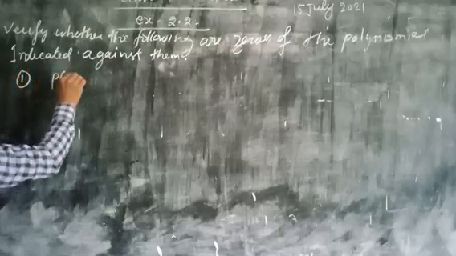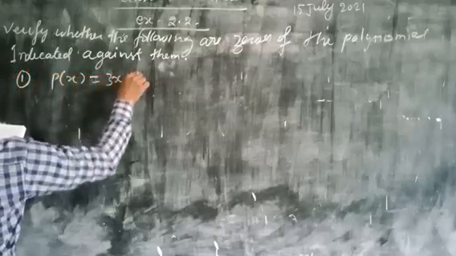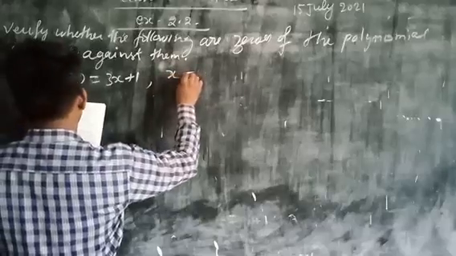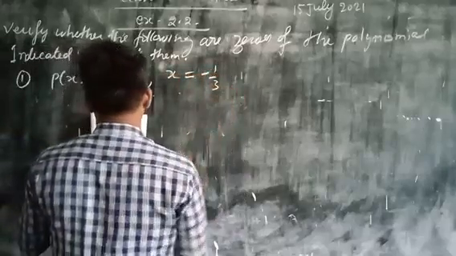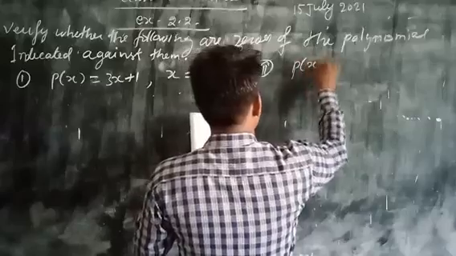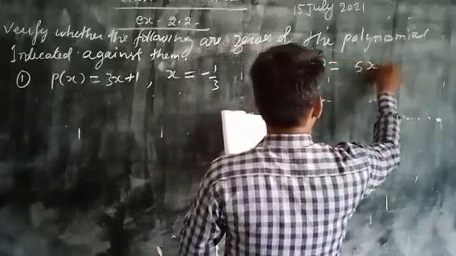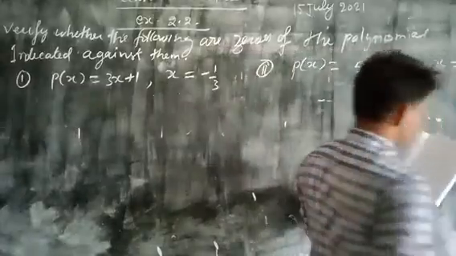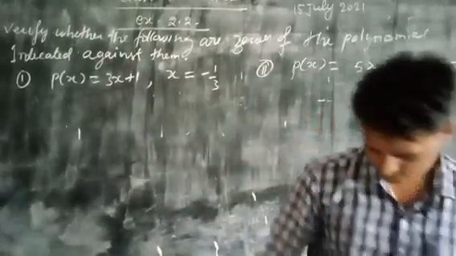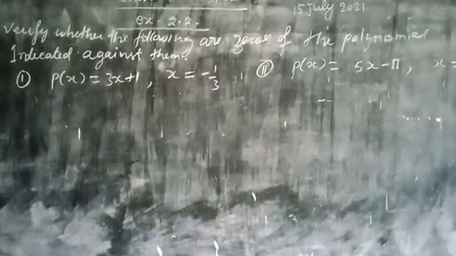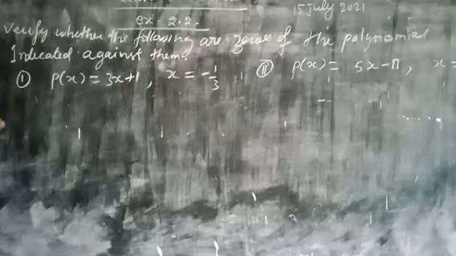Now this is the first question: Px is equal to 3x plus 1, where x is equal to minus 1 upon 3. And the second question is Px that is equal to 5x minus 5, where x is equal to 4 upon 5. Friends, everyone now look at the solution of question number 3.